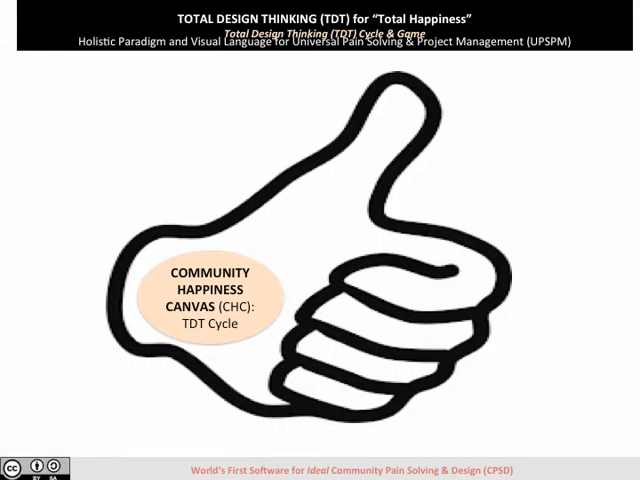Again, this is the structure, and it's simple, and we are using the hand map. This is called the hand map, and it's similar in structure to a classic mind map by Tony Buzan. So you write the main topic, which in this case is the community happiness canvas, and on the thumb you write your pain solving question.